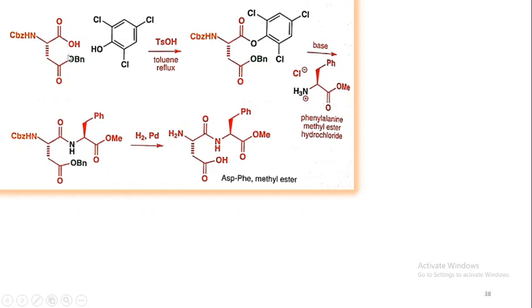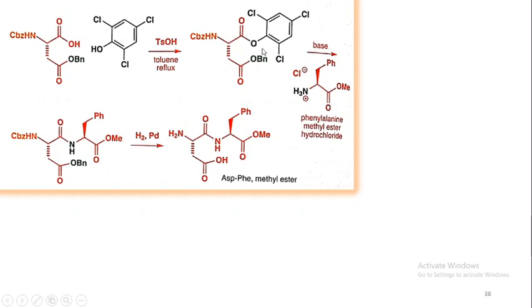Here is an example in which the NH2 group of this is protected by using the CBZ, and this OH group is protected by benzyl ether, and this is reacted with this moiety in presence of toluene reflux, and we got this intermediate. That means the protection of the OH group and NH2 group is already done, and this is the coupling between this alcohol and this acid, and there is a formation of this ester.